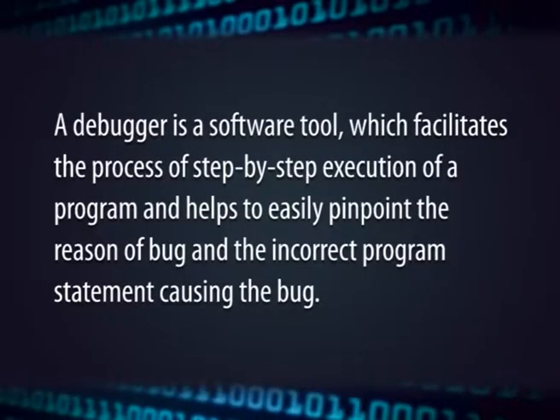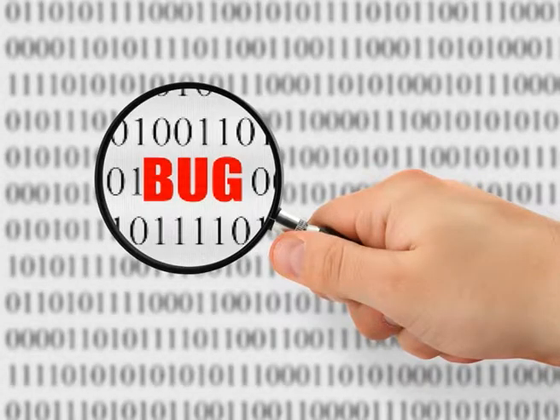In order to facilitate the easy identification of the bugs and remove them, a software tool called Debugger is designed. A debugger is a software tool which facilitates the process of step-by-step execution of a program and helps to easily pinpoint the reason for a bug and the incorrect program statement causing that bug. During the process of software testing, the bugs in the software are found. These bugs are removed using the tools called debuggers.